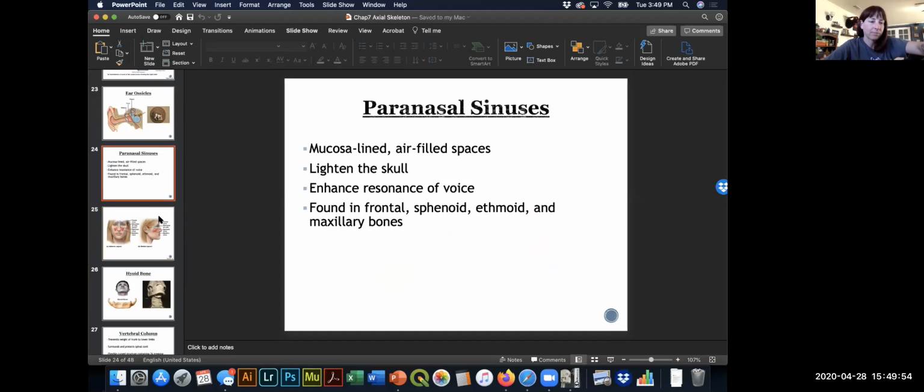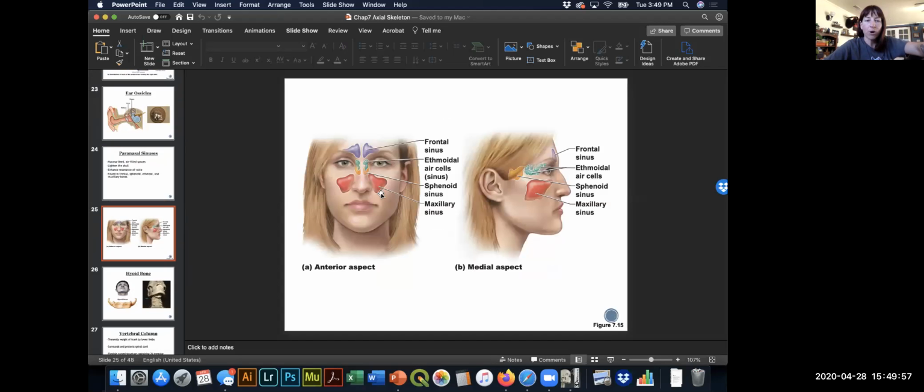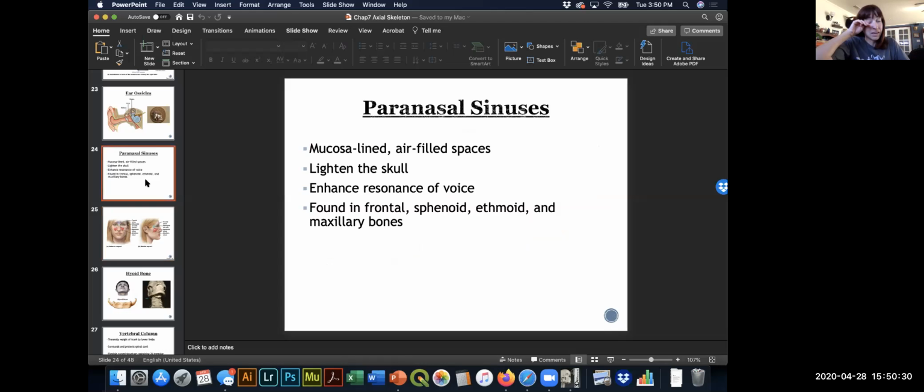Okay, so basically, there are 4 pairs of them. They're located inside of the actual bone. So not within the cranial cavity, but inside of your maxillary bone, your sphenoid bone, your ethmoid bone, and inside the wall of your frontal bone. So those are the 4 different pairs: frontal, ethmoidal, sphenoid, and maxillary. And generally speaking, they make the skull lighter, and they may enhance the resonance of your voice.